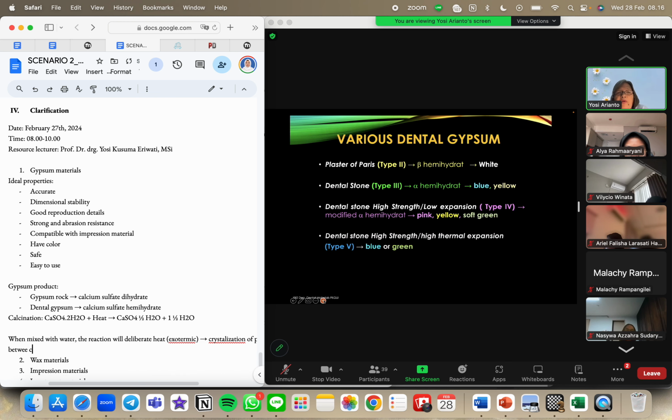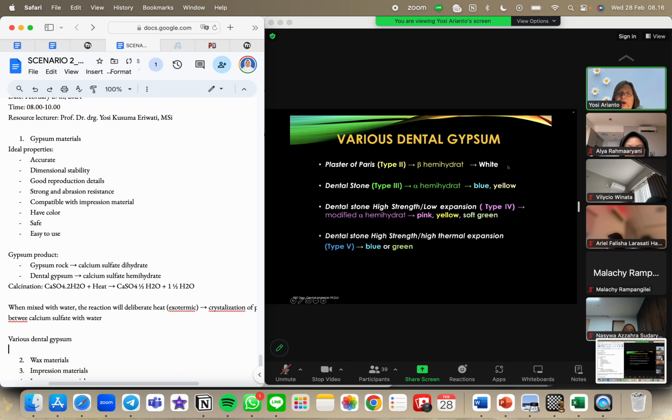and then we have various dental gypsum, especially in dentistry. We have plaster of Paris. This is type 2. We call it sometimes beta hemihydrate, and the color is usually white. Okay, dental stone, the type 3, we call it alpha hemihydrate. And the color is usually blue, yellow, or pink.